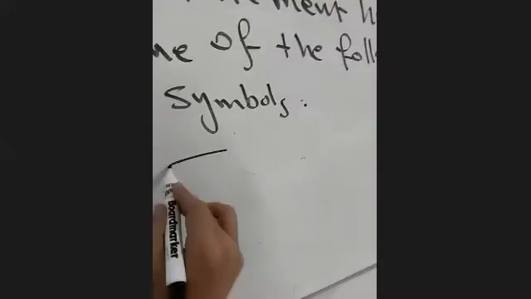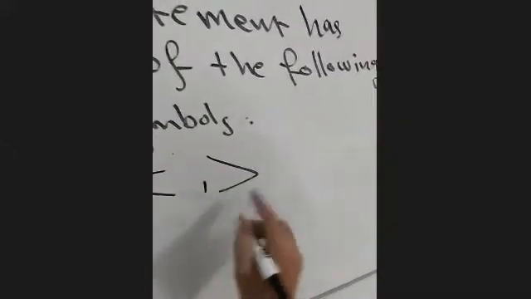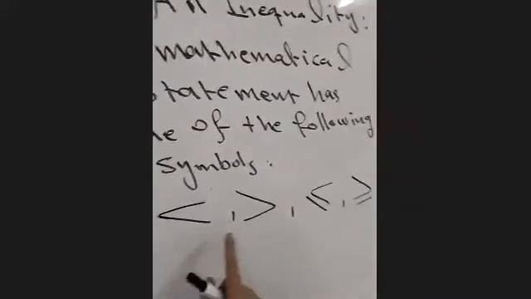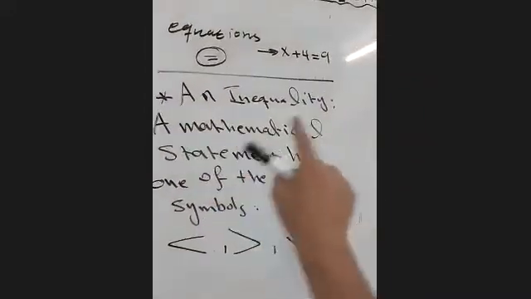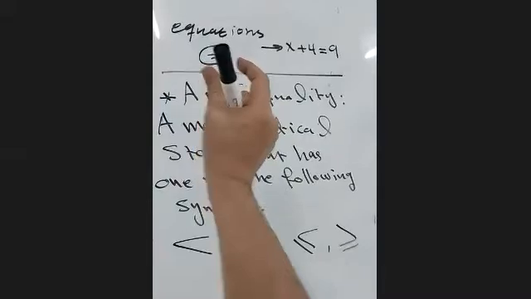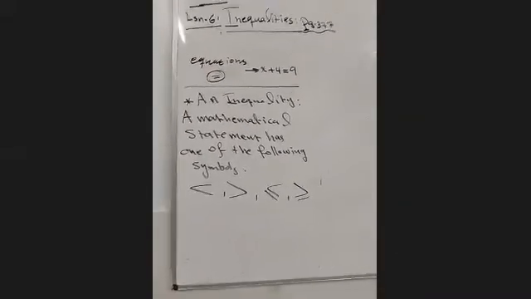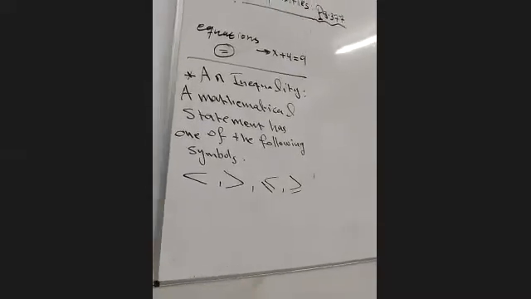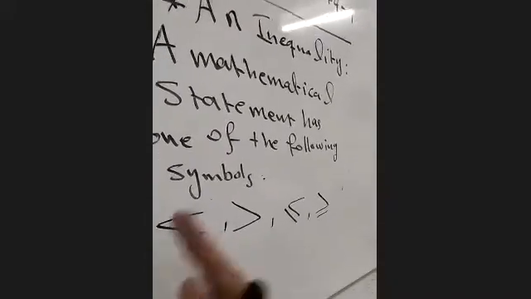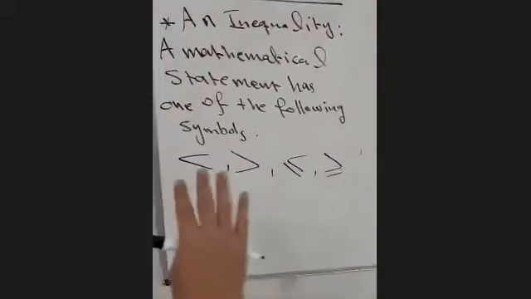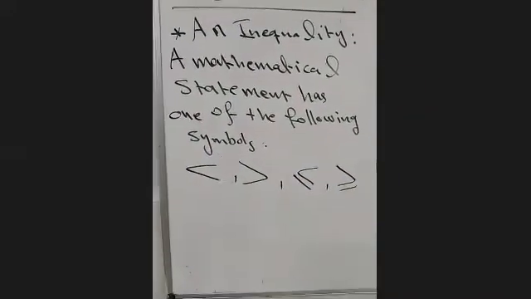We know them: less than, more than, less than or equal, more than or equal. So if your mathematical statement contains any one of these, then it becomes an inequality, not an equation. An equation has only equal, like multiplication equation, division equation, addition, subtraction. We took equations. So what's the inequality, guys? A mathematical statement that has one of the following symbols: less than, more than, less than or equal, more than or equal. If you have something like this in your statement, it is an inequality.